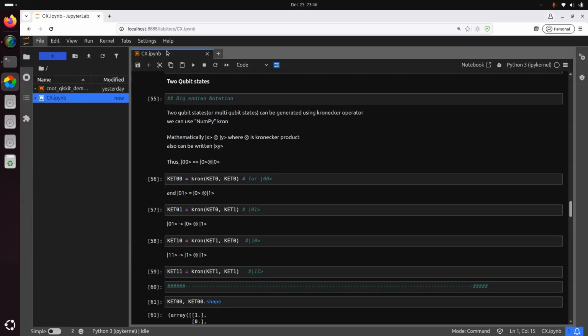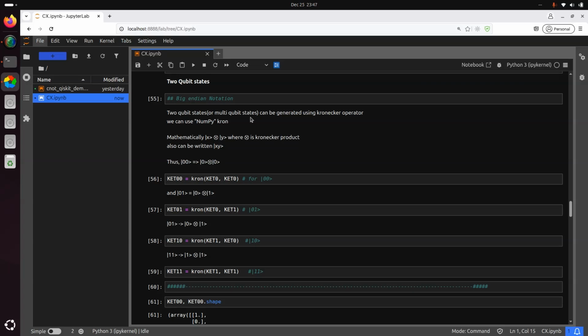And now 2 qubit states. I prefer big endian notation, where the most significant bit is on the left hand side, whereas the least significant bit is on the right hand side, or MSB is always on the top and least significant bit always on the bottom. Two qubit states are also called multi-qubit states. They can be generated using the Kronecker operator, or kron from NumPy.